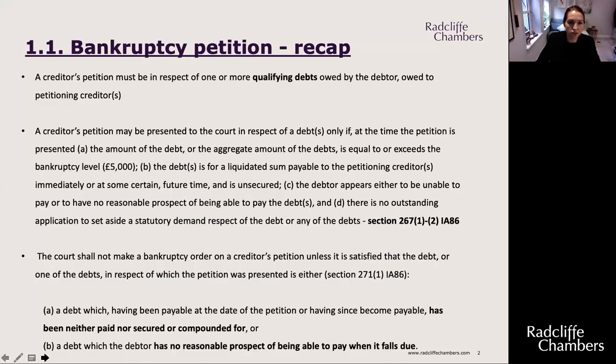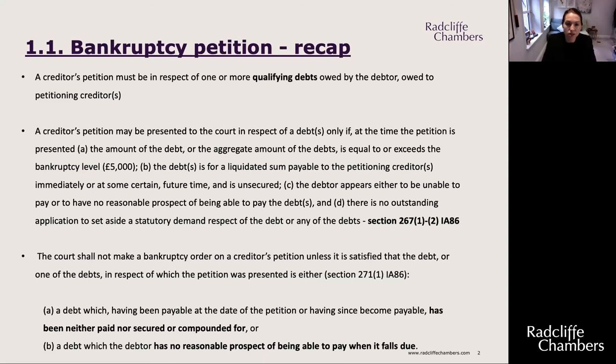So I think just to start, let's have a recap as to when the court can make a bankruptcy order. So first of all, obviously you need the creditor's petition to be in respect of one or more qualifying debts. And by qualifying debts, I'm referring to the provisions in the statutes, which are owed by the debtor to the petitioning creditor. So on the slide there, I've included section 267(1) and (2), which provides that that debt will need to be the same or more than the bankruptcy threshold. It will need to be for a liquidated sum payable immediately or at some certain date in the future, and it will also need to be unsecured.